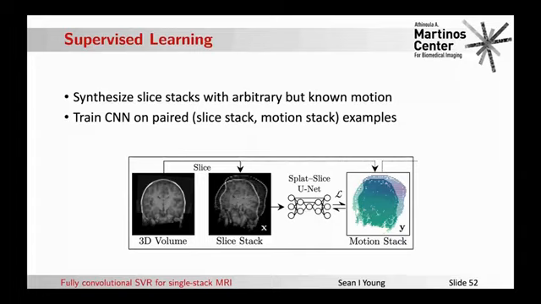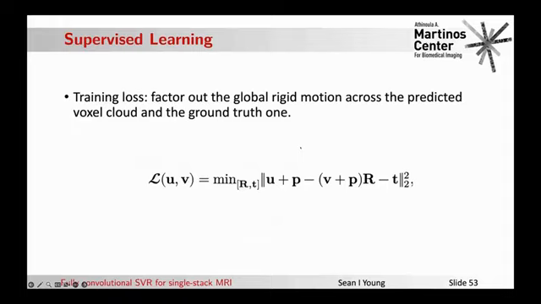And so now you have these ground truth motions and the slice stacks as a byproduct of the augmentations that you do, right? And then if you can use the motion stack as your supervision signal and the slice stack as your input, then basically that's how you can train it.